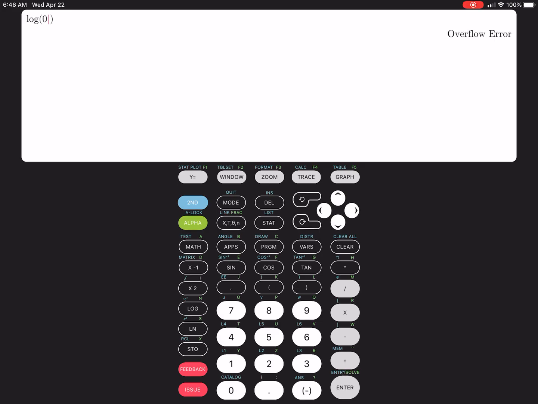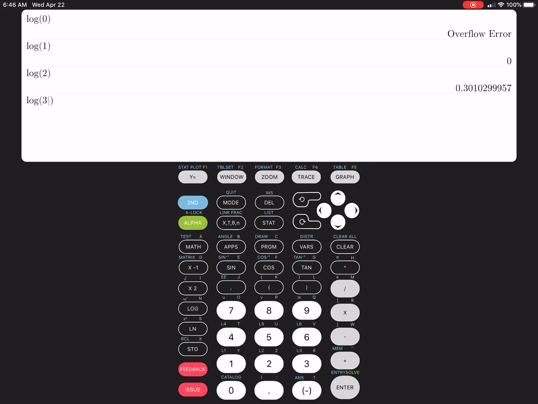Right away, we begin with an error. I know my calculator says overflow error, but that's only because it's kind of a knockoff of a TI-84 calculator. So it's an error. Log of 0 gives me an error. Let's plug in log of 1, and I get 0. So that actually means that it's going to be my x-intercept. If I plug in log of 2, I get 0.3.